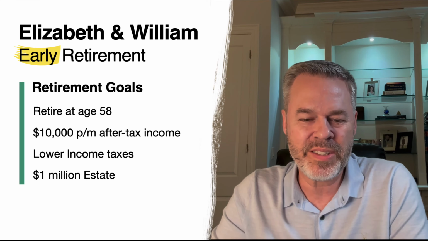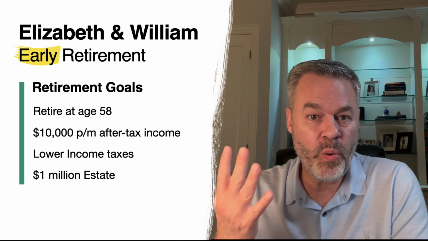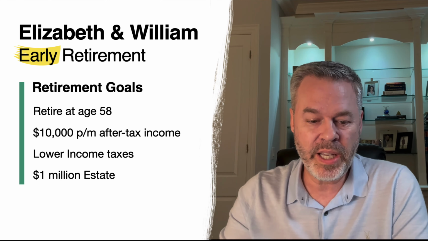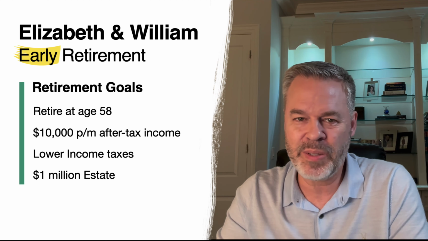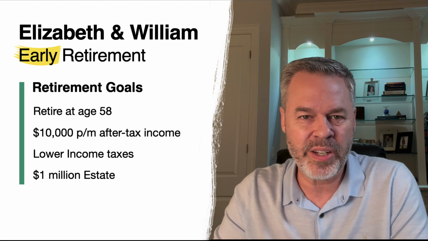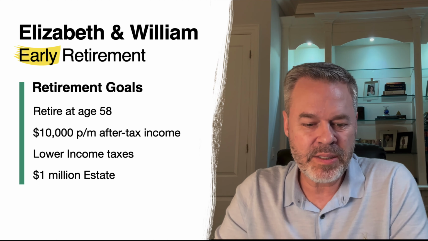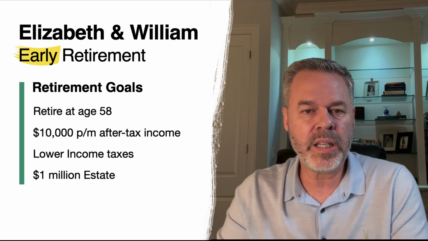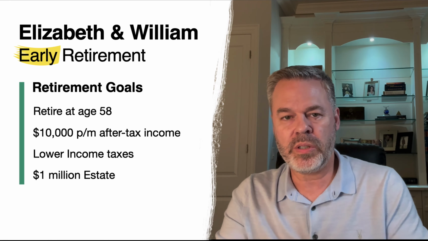But before I do that, let's just introduce William and Elizabeth. Now, William and Elizabeth want to retire early. They want to retire at age 58. So they have 4 retirement goals. Retire at 58. They want $10,000 per month of after-tax income. That's a lot of money, $120,000 to spend on anything you like. They want to lower their income taxes, and they also want to leave behind at least $1 million. That's 4 huge retirement goals.